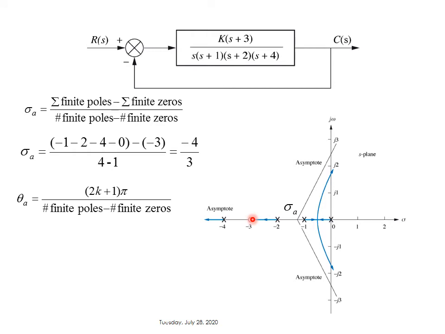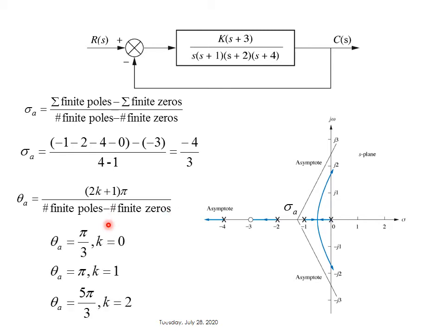That is basically the calculation of the angle of that asymptotic line. We call it theta A. This is the application of the rules that we learned in the previous video lecture. It is 2k plus 1 multiplied by pi, divided by the number of finite poles minus the number of finite zeros. Let's see how we apply this.